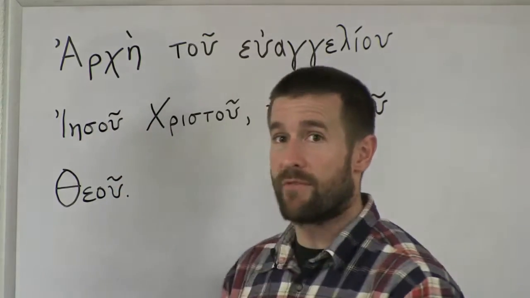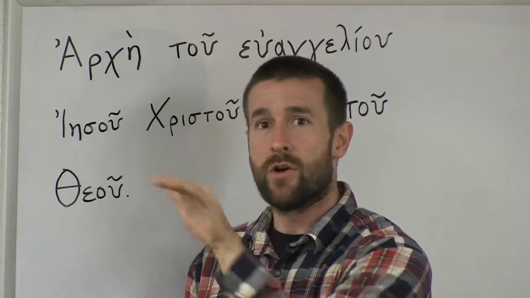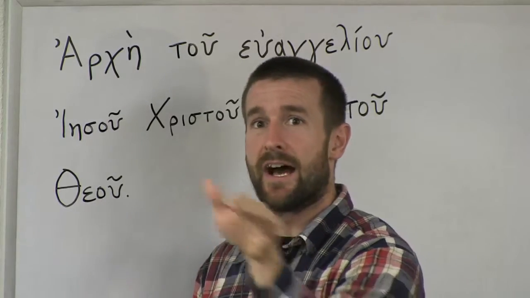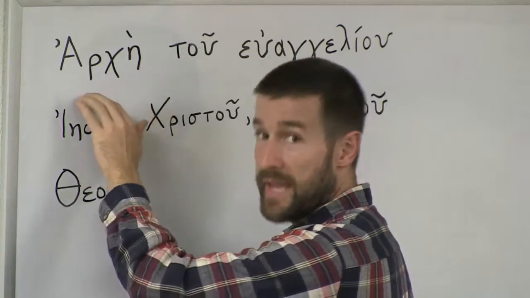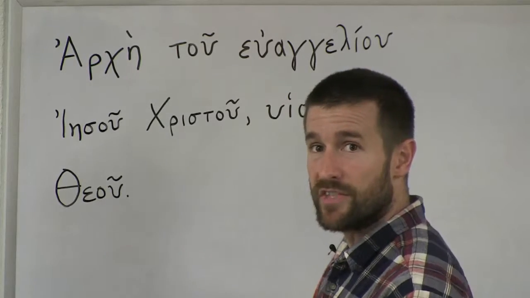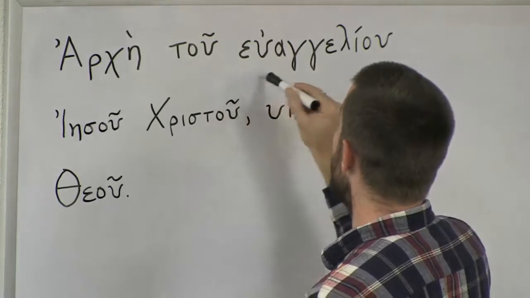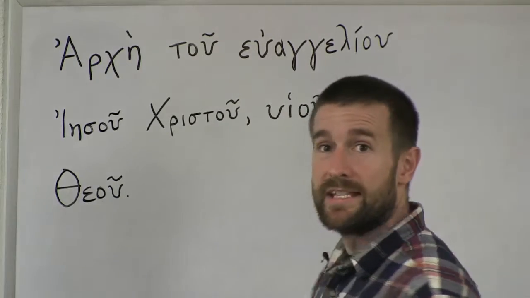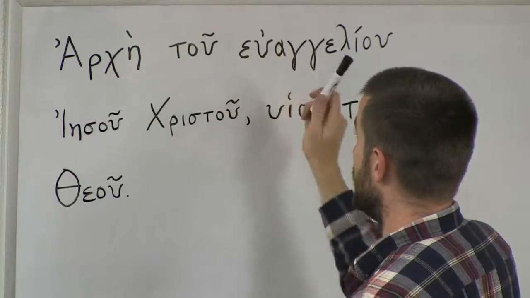Archi, we should remember that from John 1:1. John 1:1 started out, en archi en o logos, in the beginning, en archi. Well, this doesn't have the en, so this is just archi, the beginning. This verse in English says, the beginning of the gospel of Jesus Christ, the Son of God. So archi tu evangeliou is the beginning of the gospel.